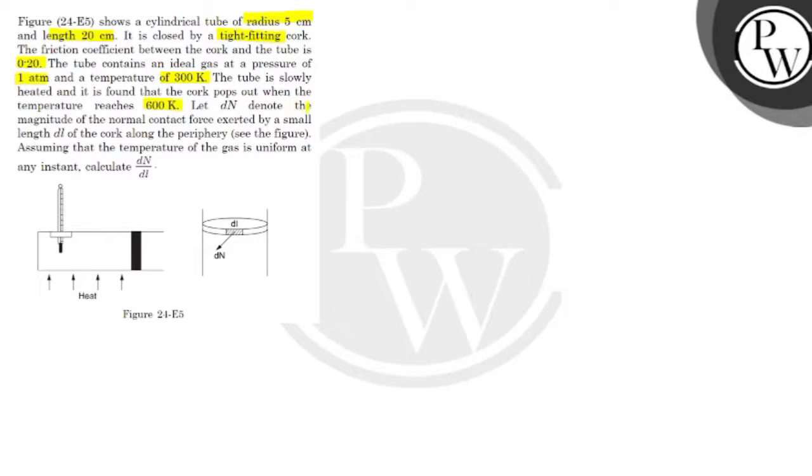So let dN denote the magnitude of the normal contact force exerted by a small length dl of the cork along the periphery. See, this one is a figure, dN is this, the magnitude of normal force is given, and dl is the length of cork. So assuming that the temperature of gas is uniform at any instant, we have to calculate dN by dl. We have to calculate this value. Okay, so let's start.